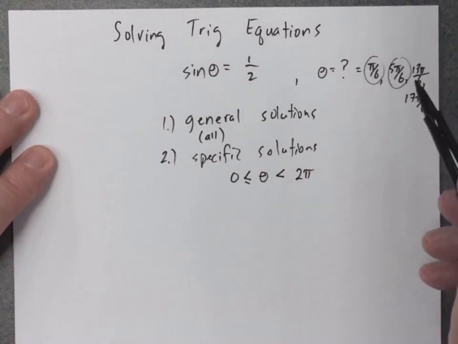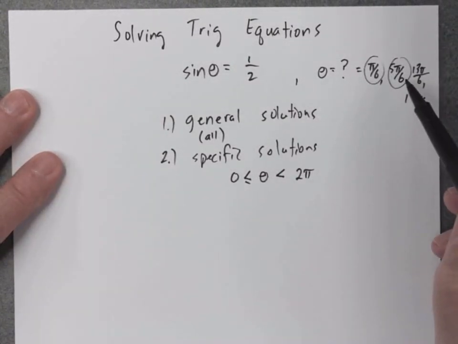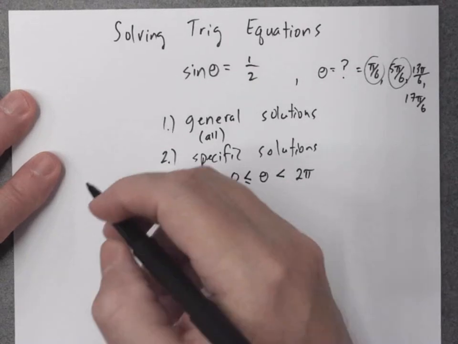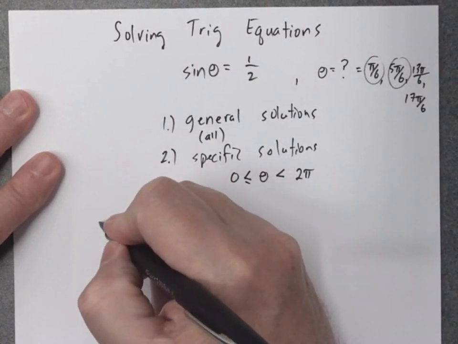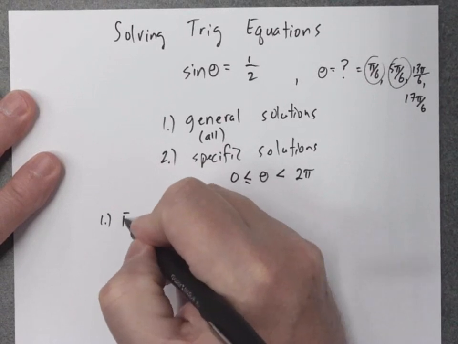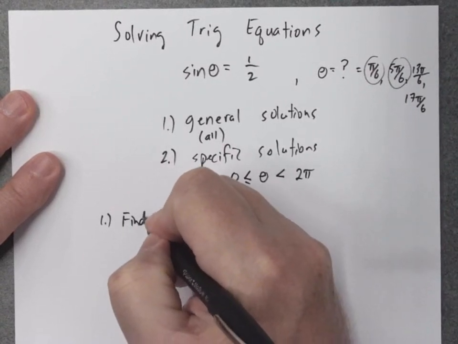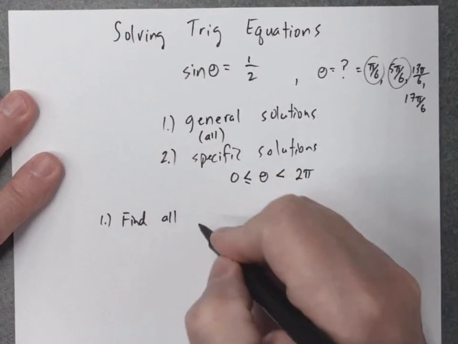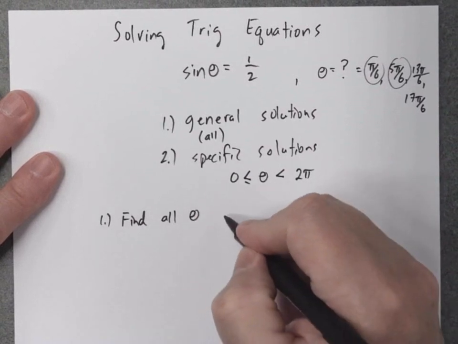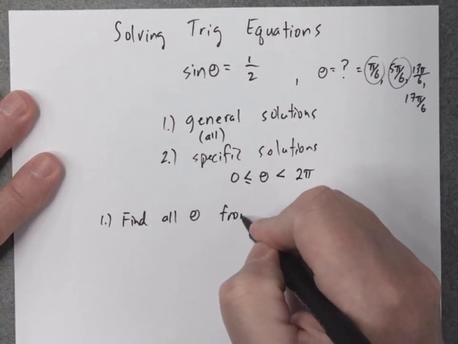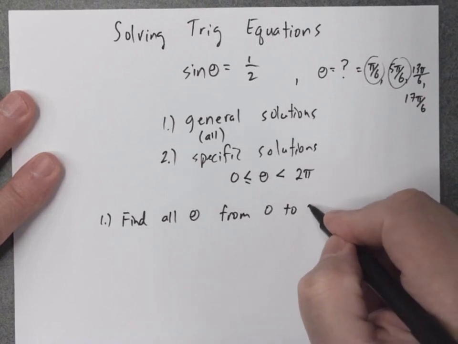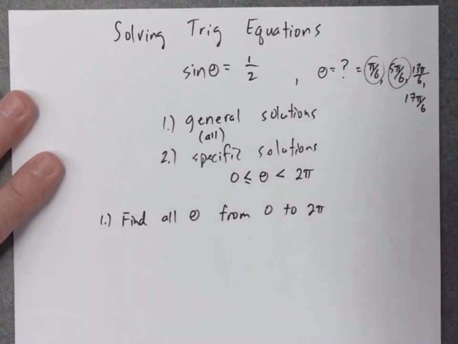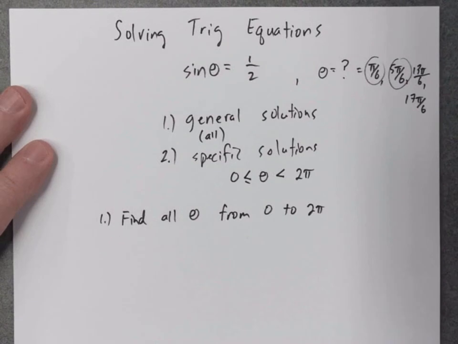We've already started talking about this. What you do with the general solution is find all solutions theta from 0 to 2 pi. So one trip around the unit circle.